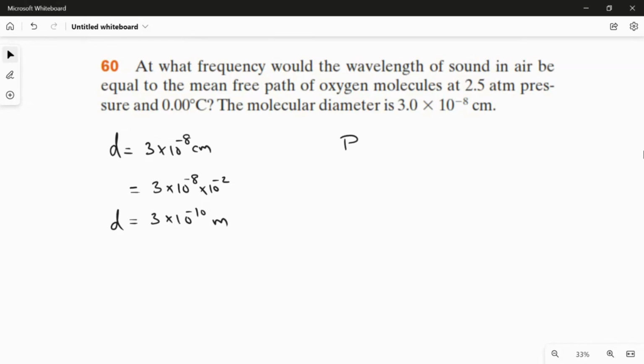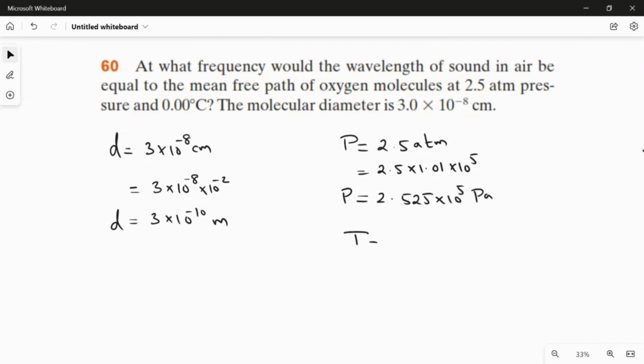Pressure information is given in terms of atm. So 2.5 atm, we have to convert this in terms of Pascal by multiplying 1.01 multiply 10 power 5. So 2.5 multiply 1.01 multiply 10 power 5, we will get the pressure in terms of Pascal, which takes the value of 2.525 multiply 10 power 5 Pascal. And temperature, they mentioned 0 degrees Celsius. If you add 273, we will get the temperature here as 273 Kelvin.